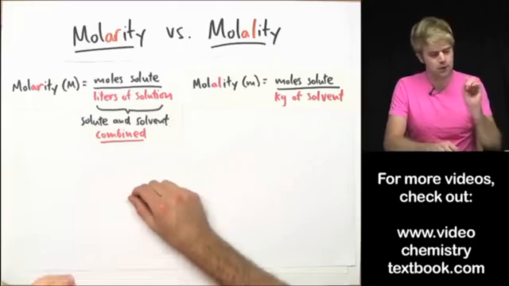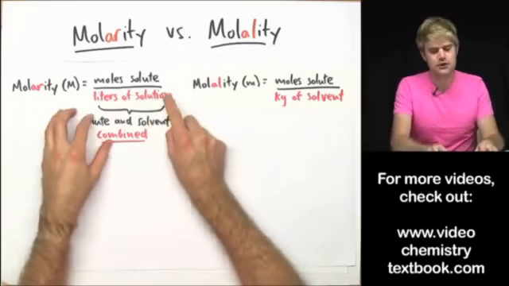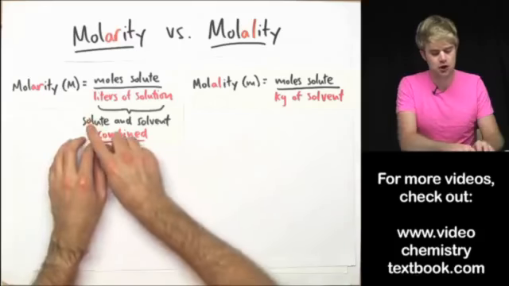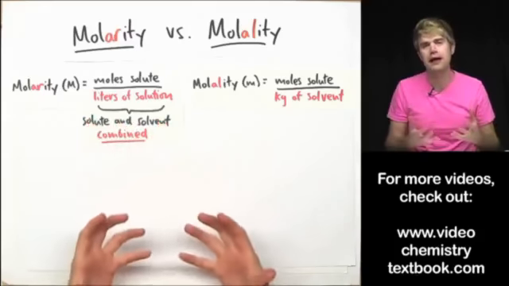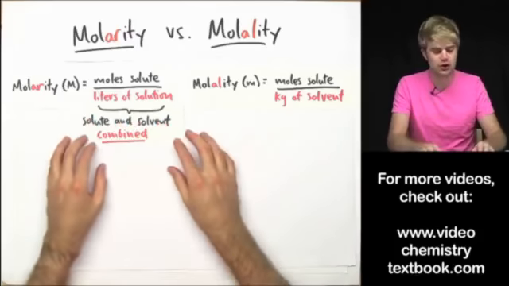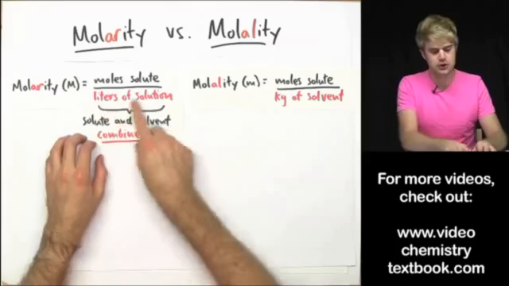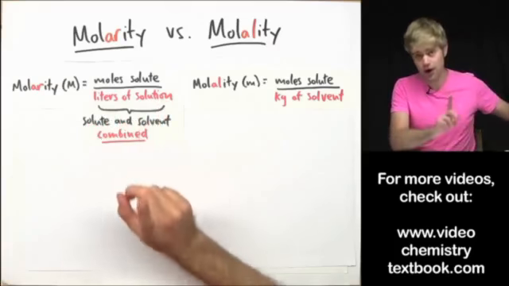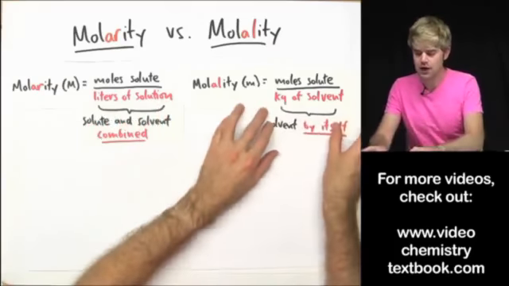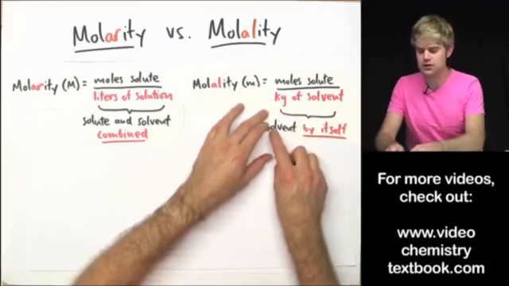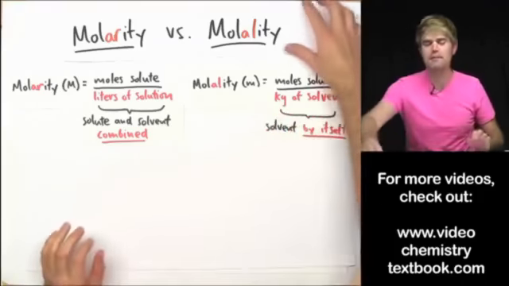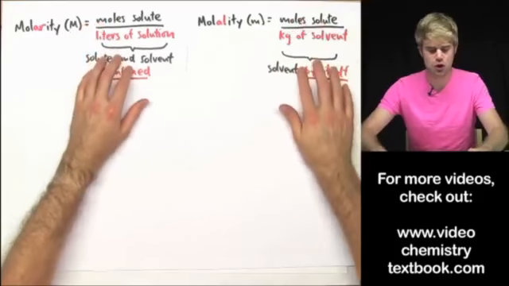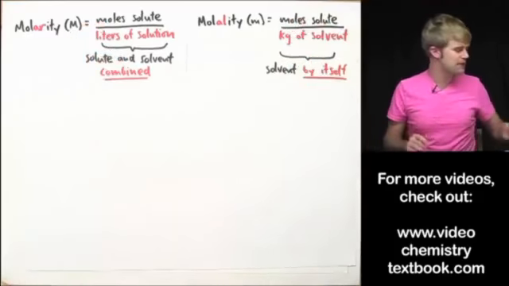Here's the thing. Molarity is about liters of solution. Okay, so the liters of solution here mean the solute and solvent combined. That's what a solution is. It's a solvent and a solute together. So the liters of solution is the solute and solvent combined, whereas in molality, we're talking about the kilograms of solvent. So this is the solvent just by itself. Okay? So that is one important difference.